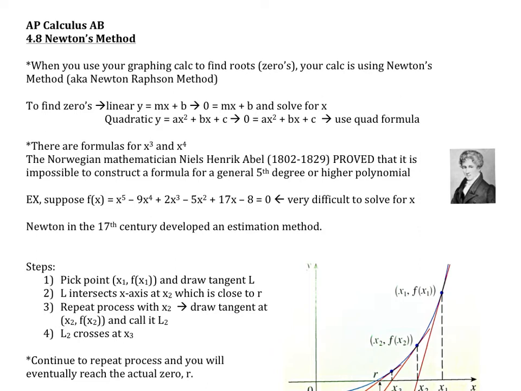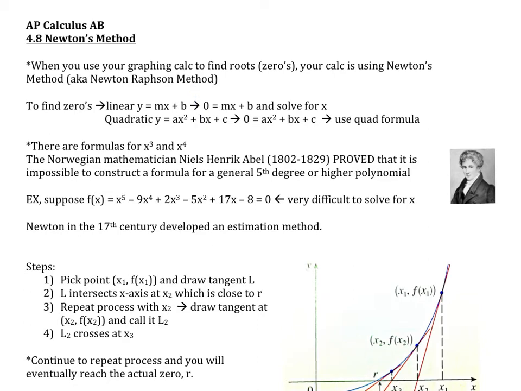But real quick, when you use your graphing calculator to find the roots, your calculator is using something called Newton's method. Really, it's the Newton-Raphson method. And to find zeros, it's using a form of this. Here's what you've been taught: you set the equation equal to 0, you solve for x. So that's basically how we're finding zeros. When your calculator is doing it, it's using this other method, which I'll talk about in a second.